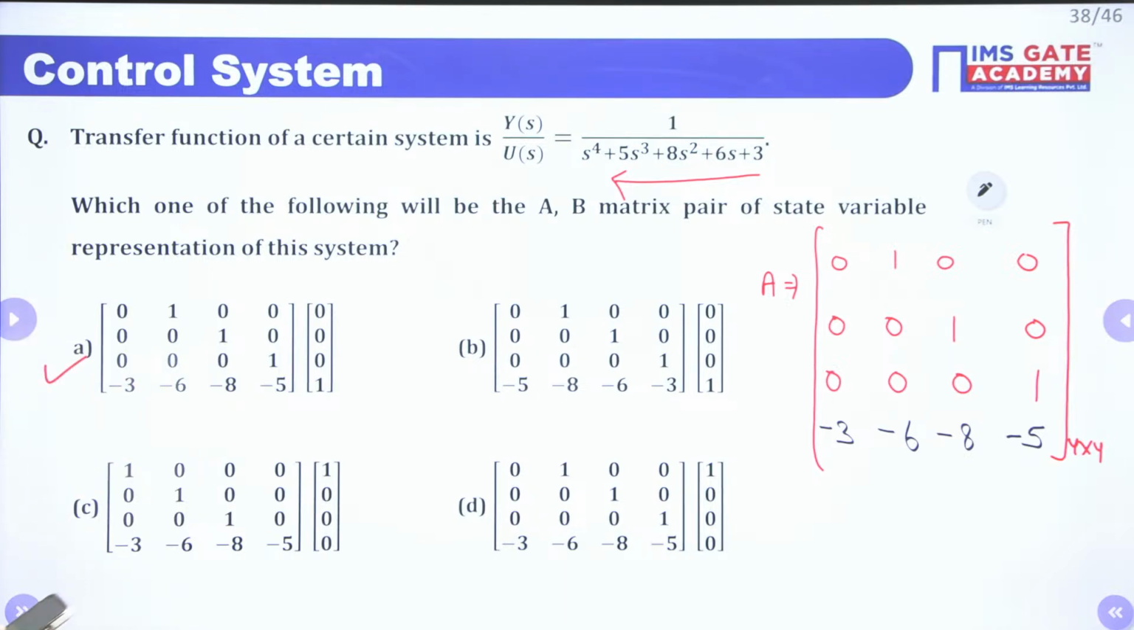If I talk about the next, guys, y equal to x1, so the C matrix also you can get, and you can get the B matrix also. So x1 dot equal to, you can see this. I think now the A matrix is crystal clear to all of you.